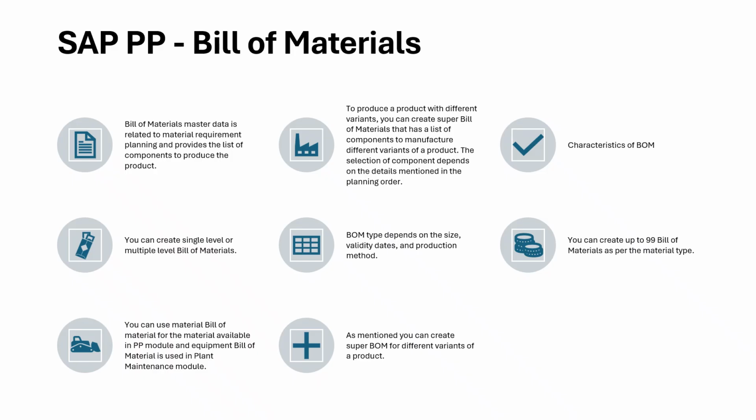And below are the characteristics of BOM. You can create a single-level or multi-level bill of material. BOM type depends on the size, validity date, and production method. You can create up to 99 bills of material as per the material type. Also, you can use a material bill of materials for the material available in the PP module, and an equipment bill of material is used in a different module called the plant maintenance module. As mentioned, you can create a super BOM for different variants of a product. In this video, we will show you how to create a single item BOM.